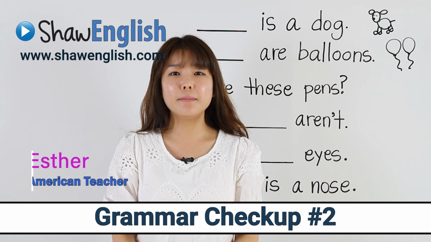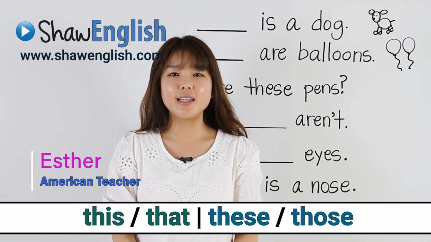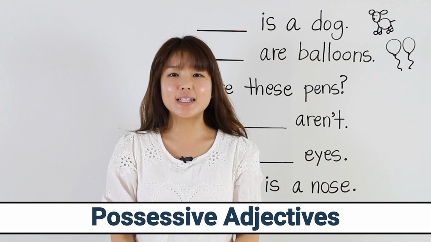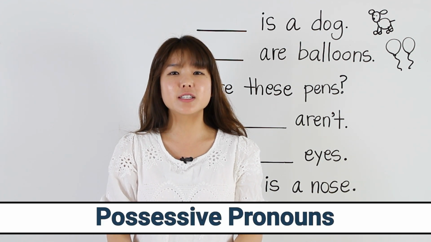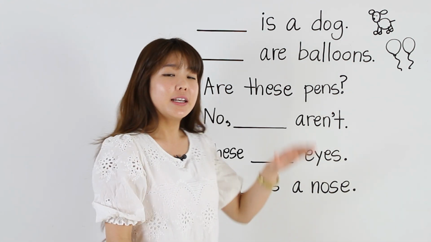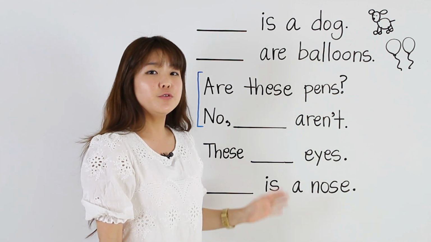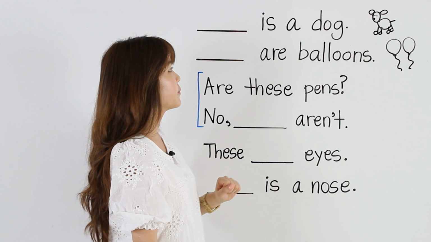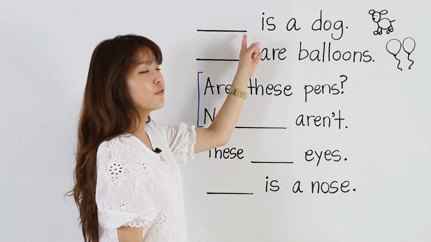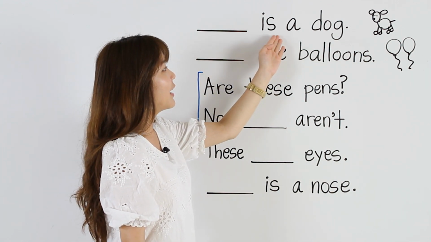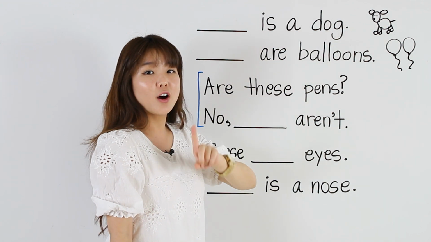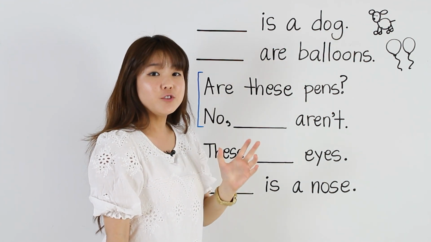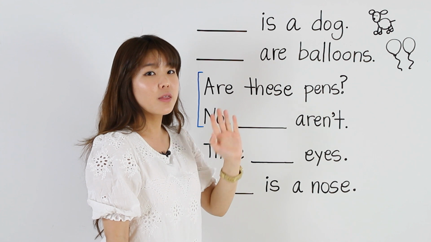This is a checkup for this, that, these, those, possessive adjectives, and possessive pronouns. Now here I want you to focus on this, that, these, and those. So here's the first example. We have a dog, one dog. So we have to use this or that.